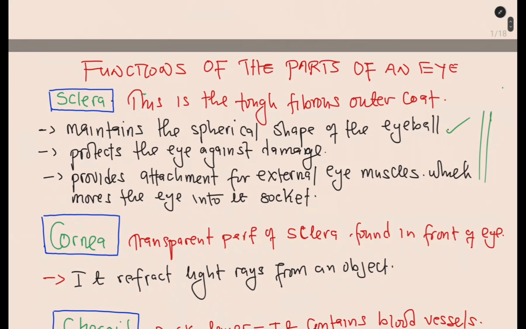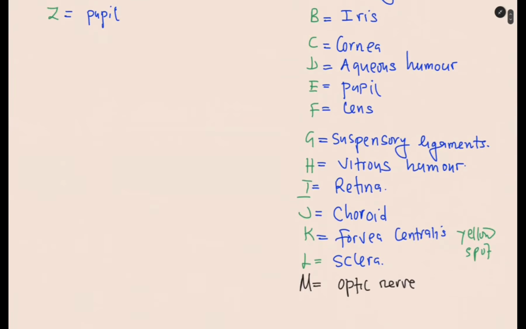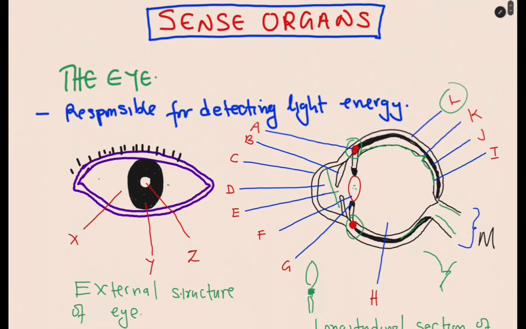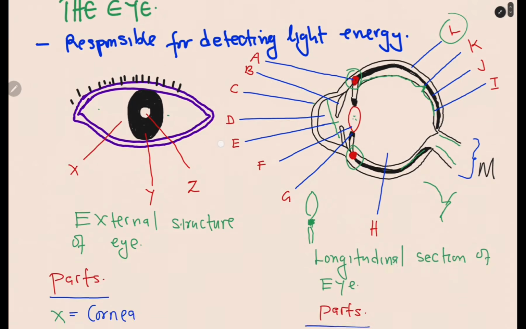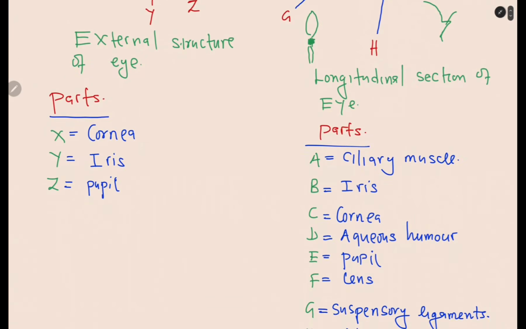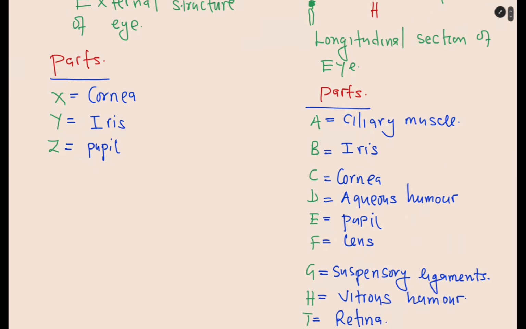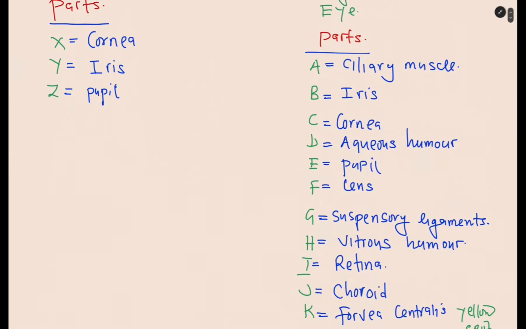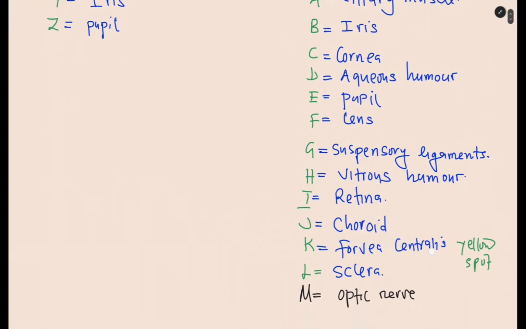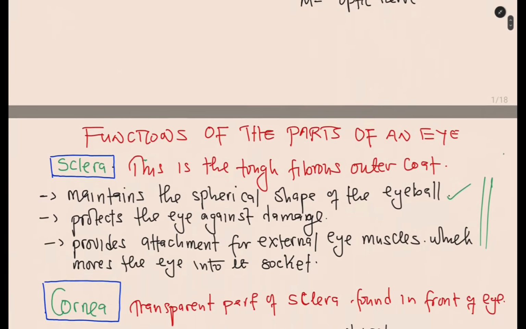Let us have a look at the cornea. Now, the cornea is a transparent part of the sclera found in front of an eye. Okay, so the cornea, as you know, is found in front right here. And from here, the cornea, we said, is X. So in other words, the part that we see on the front of an eye is what we call the cornea. Now, what is the function of the cornea?